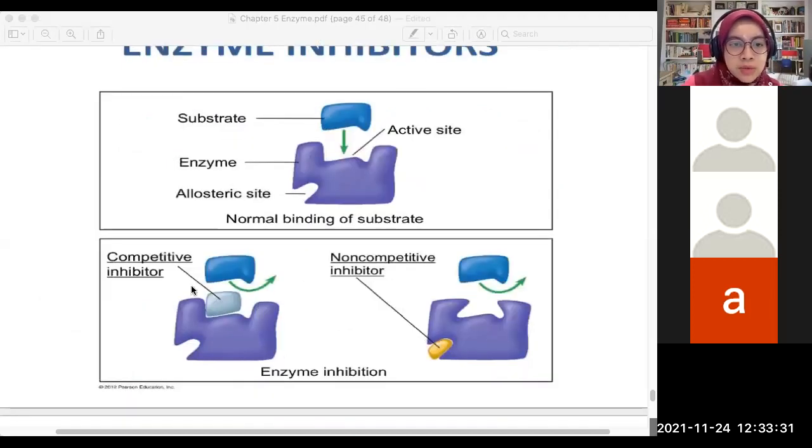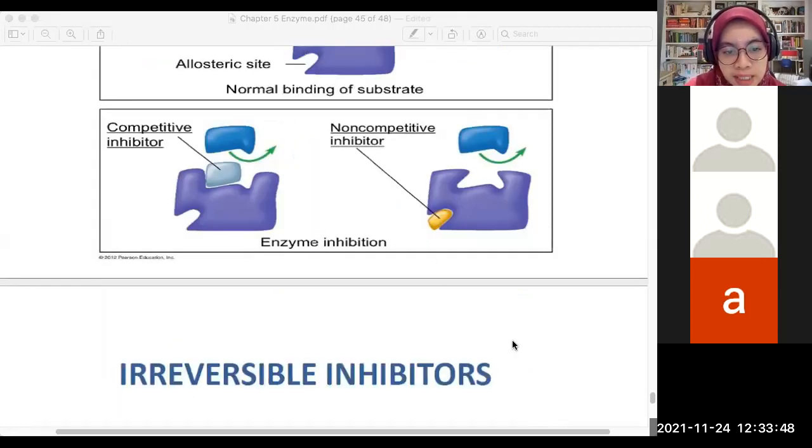This is another representation. The competitive inhibitor binds to the same active site as the substrate, but the non-competitive inhibitor binds to the allosteric site of the enzyme, and is still able to change the active site of the enzyme, preventing the substrate from binding to it.